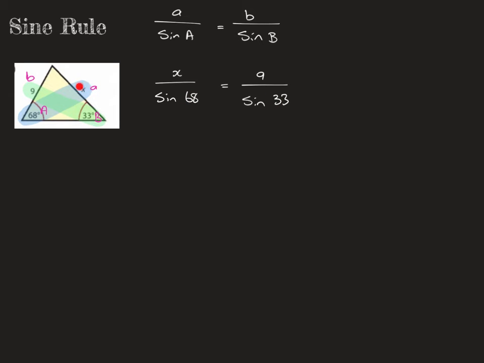Okay. People that typically get this wrong don't use opposites, okay? So if you were to get this wrong, you might say x over sine of 33. That wouldn't be correct, okay? Or you could have said 9 over sine 68. That wouldn't be correct. You have to make sure that they're opposite, okay?